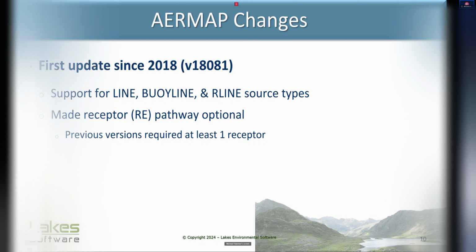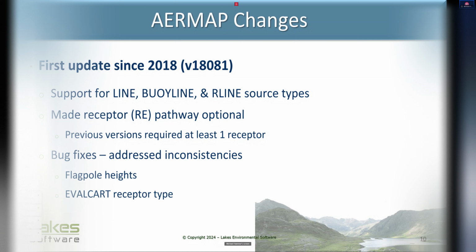model to run. Some additional bug fixes were also implemented because the EPA found some inconsistencies in the way that flagpole heights and the evaluation file discrete receptor type were also handled within the model, so those have been addressed.